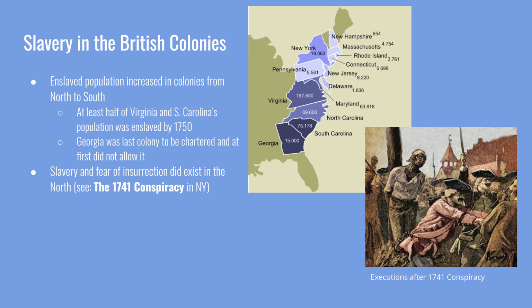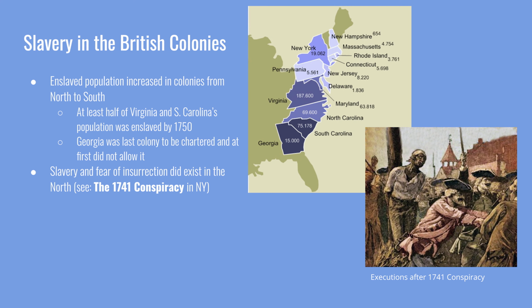The map shows that enslaved people made up a high percentage of the total population in the southern plantations, and they also held a higher number overall of enslaved people than the northern colonies of New England and the middle colonies. In Virginia and South Carolina, by 1750, at least half of the population was enslaved.